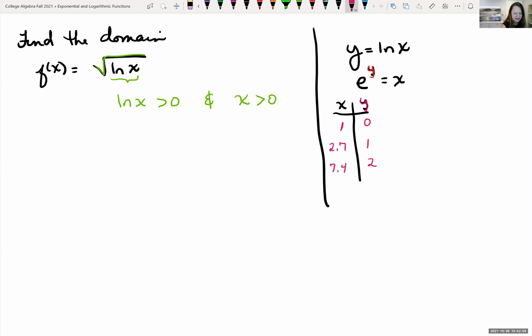Let's plug in a -1 for y. So e raised to the -1 power, that's 1 divided by e, which gives us approximately 0.4. Let's do one more. How about -2? So e raised to the -2 power gives us approximately 0.1.